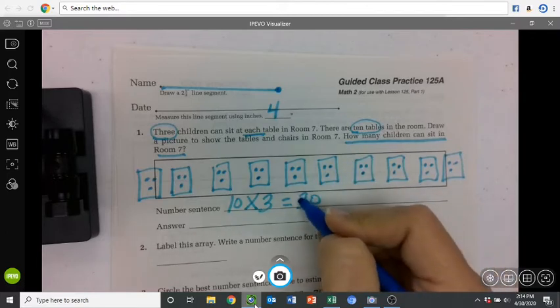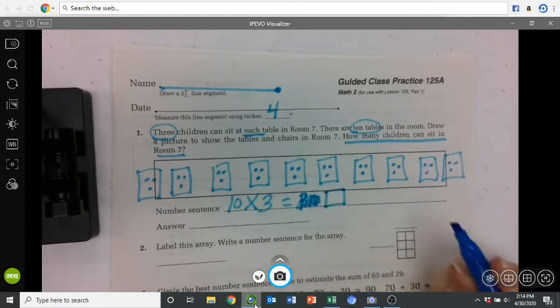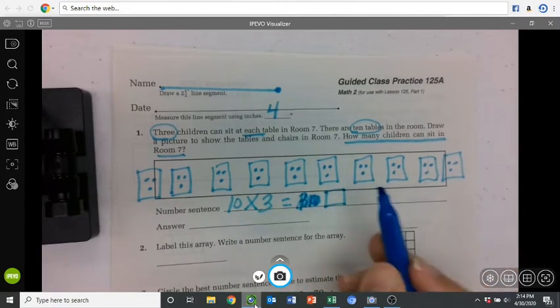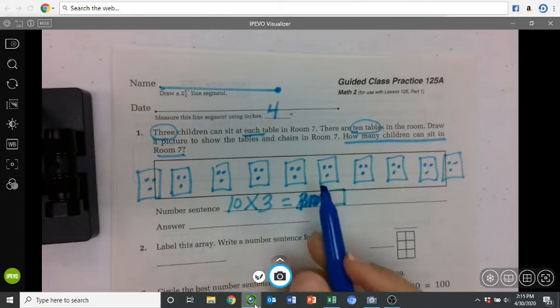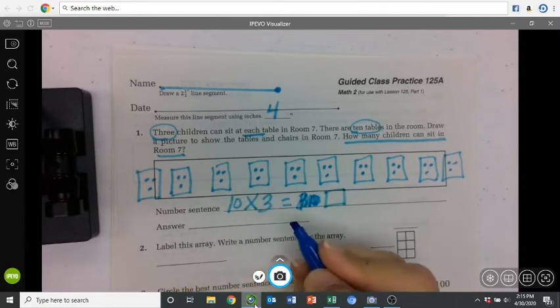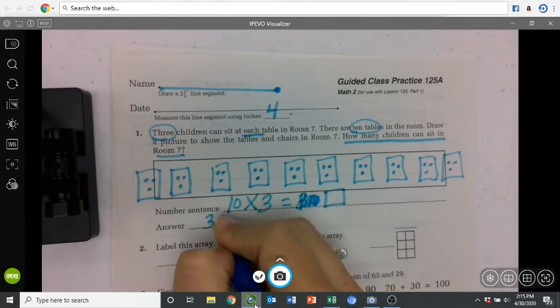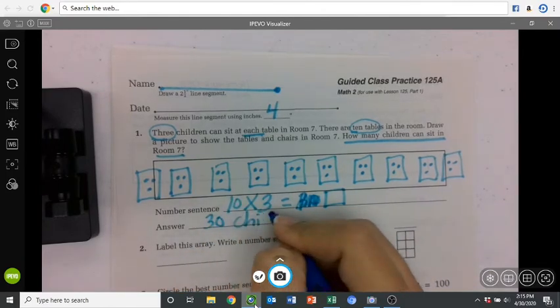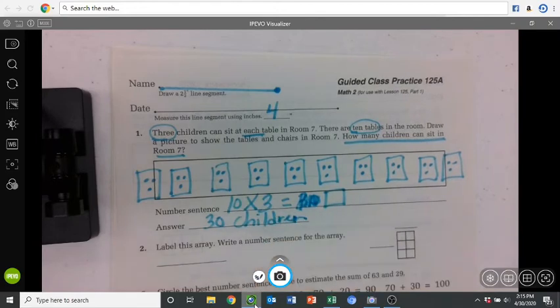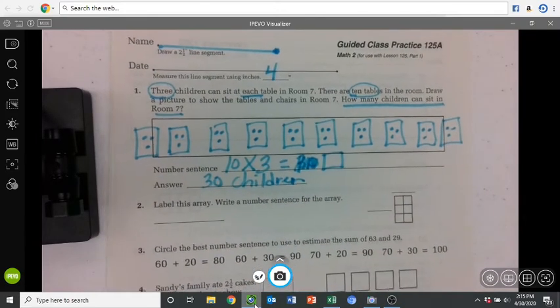And again, my brain is working faster than my hand today. You have an eraser, I don't. I'm going to put my box, that's my number sentence. Please excuse me for that mistake. 10 times 3 equals box. Make sure yours looks correct. And now we can say 30 children.